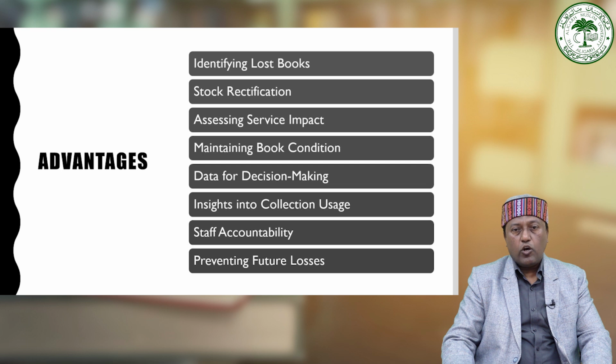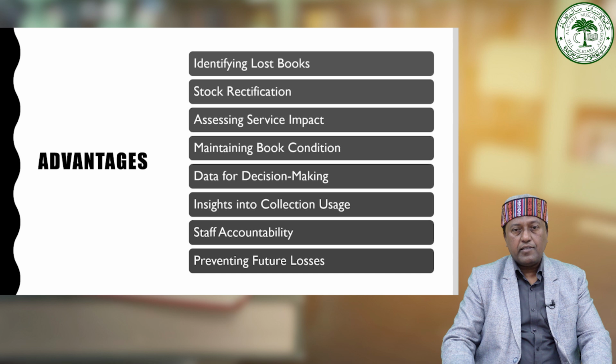When I say identifying lost books, it means stock verification definitely helps in identifying the lost or missing books in the library collection, enabling the librarian to take appropriate action such as replacing them or updating records. Then we have stock rectification. It facilitates the correction of misplaced books, ensuring that items are returned to their correct locations within the library, thus improving accessibility for patrons.